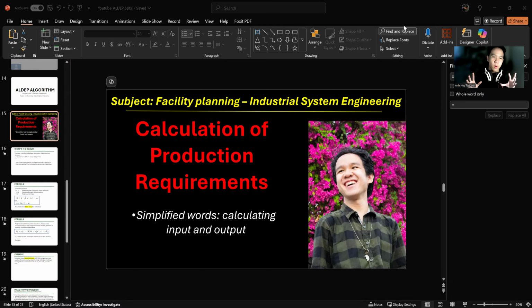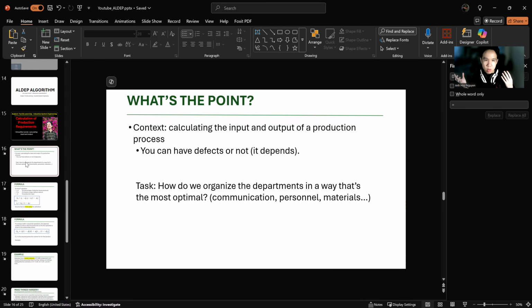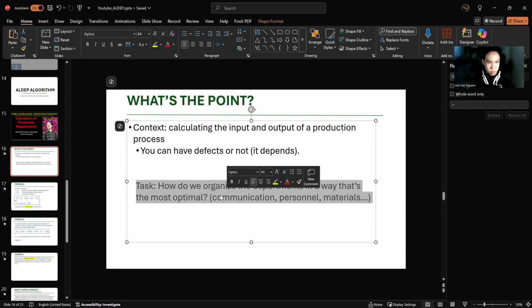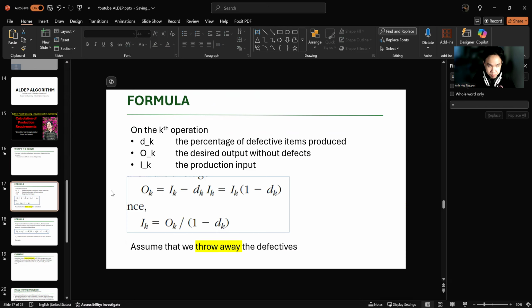Okay, welcome back everyone. Today I will introduce to you the topic of calculating production requirement. What is it? In simplified words, it's how to calculate the input and the output of a manufacturing process. That's all. So why do we calculate this? Because we want to know the input and the output, and because there are defects, we have to consider them too. I'll show you through an example later.